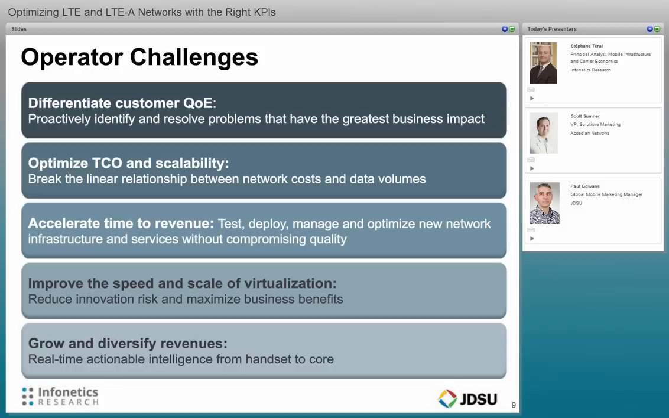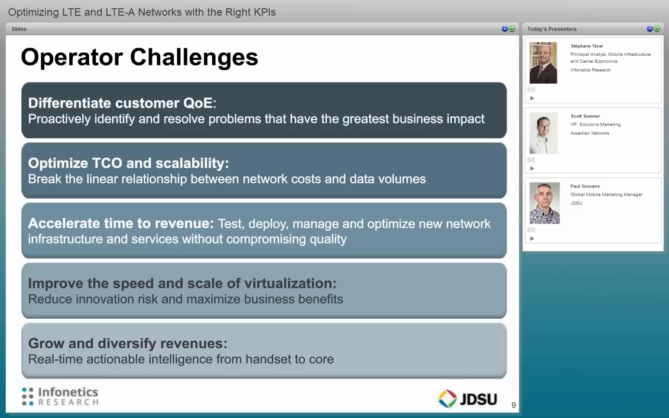Okay, thanks, Stefan. So I think Stefan's given us some good market data on where things are. Before we get into some of the specifics around KPI and KPI generation, I just want to touch on some of the operator challenges and also some of the network evolutions that underpin the whole area of KPIs and end-to-end management.